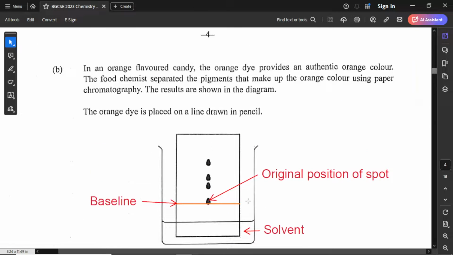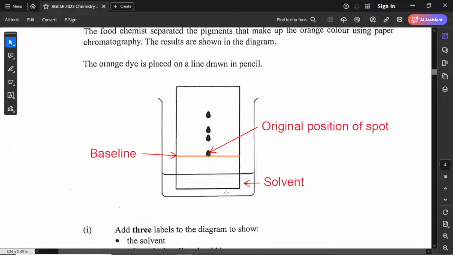And so we're going to have a baseline here, and of course, then the original position of the spot will be just on that line or slightly above it. And then the solvent will be below the baseline and also the color. All right.